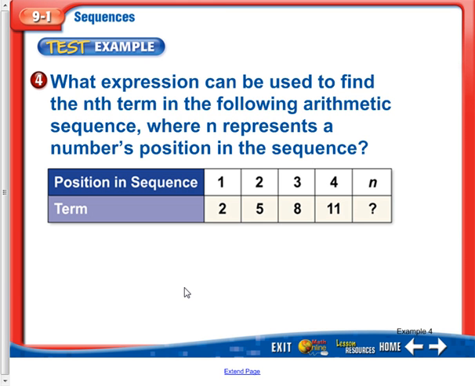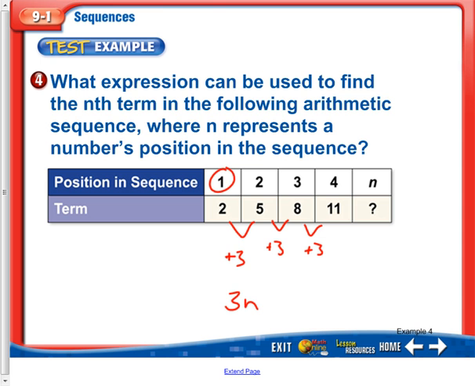And for our last example for today, what expression can be used to find the nth term in the following arithmetic sequence where n represents a number's position in the sequence? So this is basically just what we've been doing so far. Here's my n's. It's going up by 1, 2, 3, 4. So it's going up by 1 at a time. And this is going up by 3 plus 3 plus 3. So my common difference is 3. So I know I'm going to have 3n.